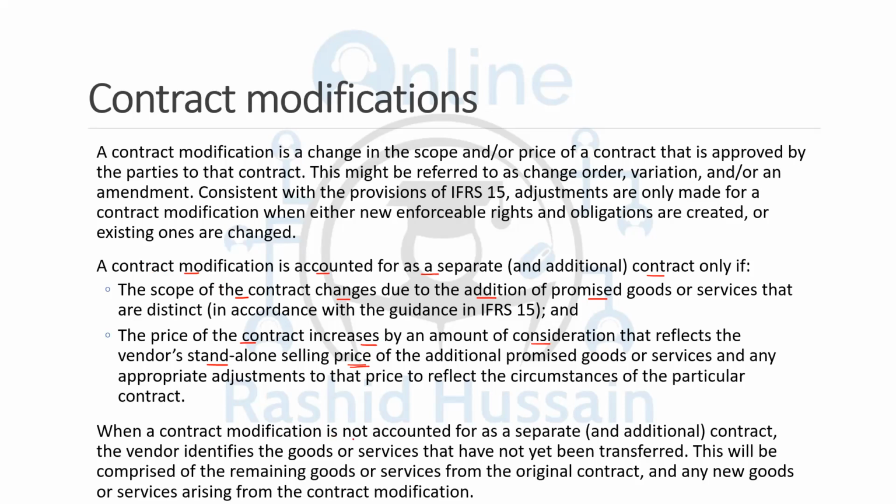So when a contract modification is not accounted for as a separate contract, the vendor identifies the goods or services that have not yet been transferred. So if you're not dealing this as an additional contract, then it is related to the previous one. Otherwise, it's a separate contract. So if you remember these lines as it is, as the standard says, and you just copy paste this thing in the exam, examiner is going to give you the full marks. So this was a very important thing, the contract modification. So you need to watch the video of the standard, understand it, and then read it yourself as well.